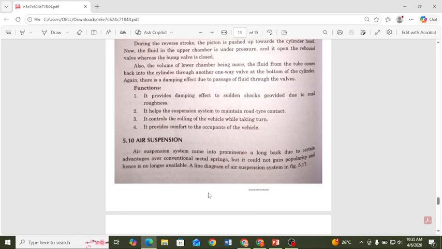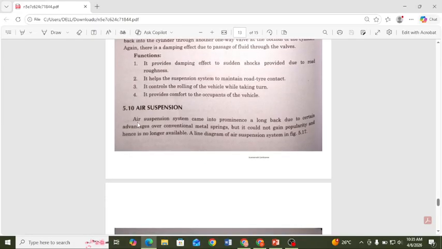The functions of the telescopic shock absorber: it provides the damping effect against sudden shocks from road roughness, and it helps the suspension system maintain tire and road contact. It controls rolling of the vehicle while taking turns. And it provides comfort to the components of the vehicle. So these are the four major functions of the telescopic shock absorber.